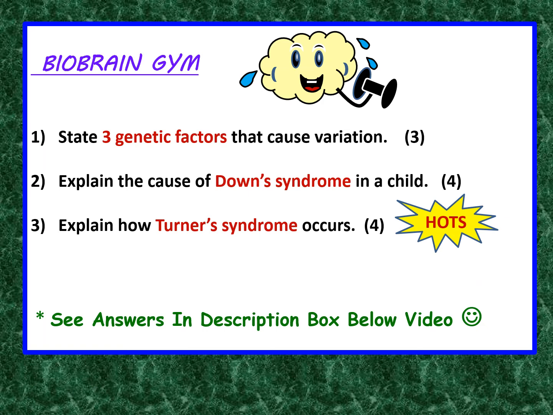Lastly, here are three questions that you can try to apply what you have learned, to assess yourself, and also to practice doing the HOTS questions. All right, just to train your brain. So try these questions before you look at the answers. Number 1, state three genetic factors that cause variation. Number 2, explain the cause of Down syndrome in a child. Number 3, explain how Turner syndrome occurs. So 2 and 3 are like HOTS questions, all right? Then after that, see the answers in the description box right below the video.